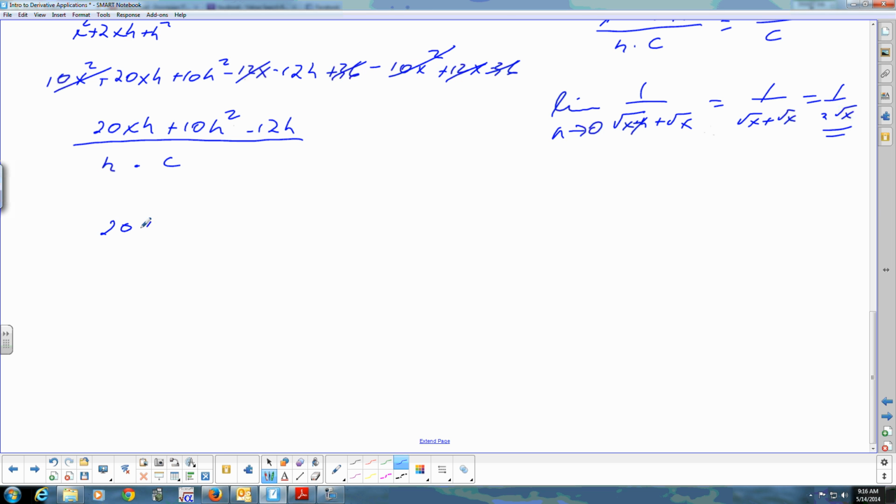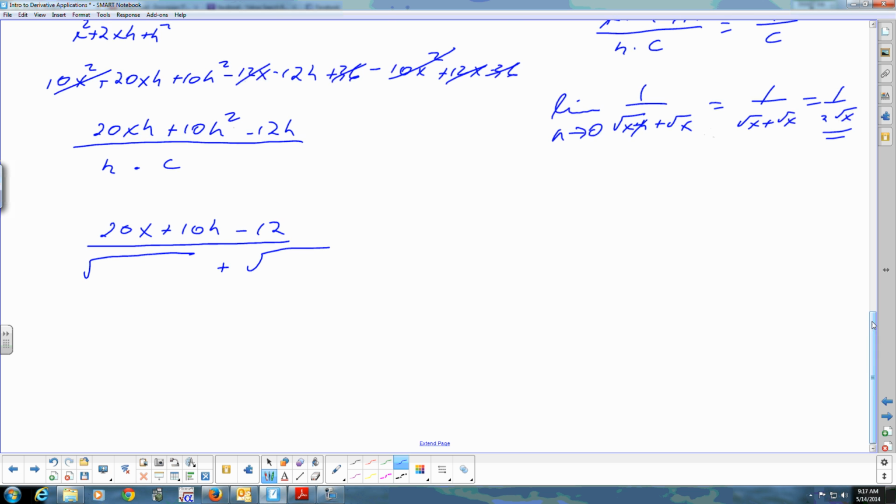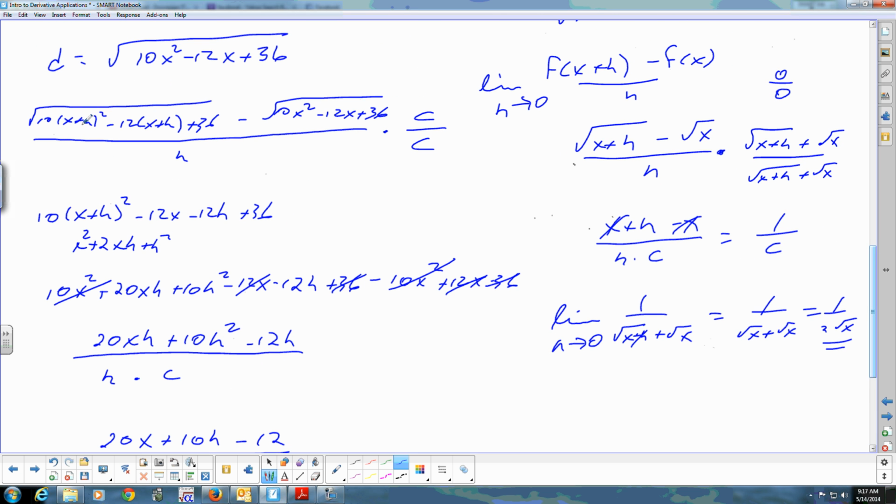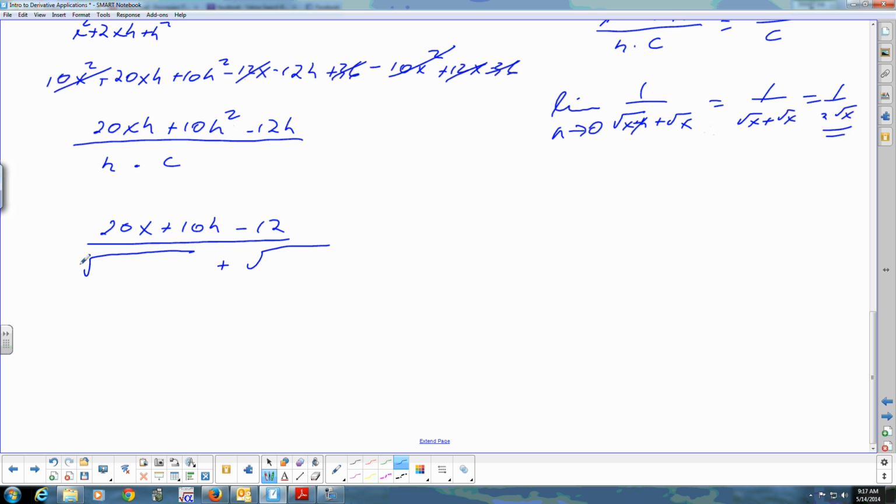So I've got 20x plus 10h minus 12 over, now there's the conjugate, which was the square root plus a square root. And in that square root, to go back up and remind you what's there, I'm just going to write the shortened version here rather than the expanded out version. So this and this. Okay? So we had 10(x + h) squared minus 12(x + h) plus 36. And this was 10x squared minus 12x plus 36.